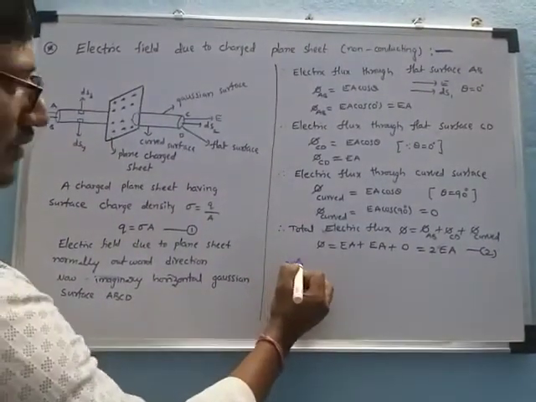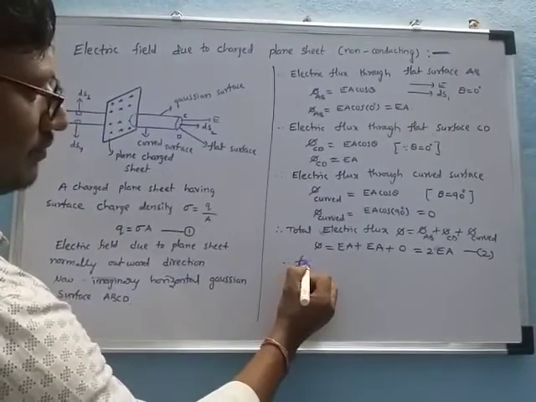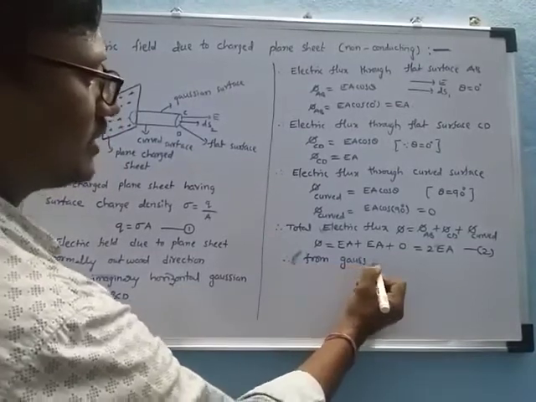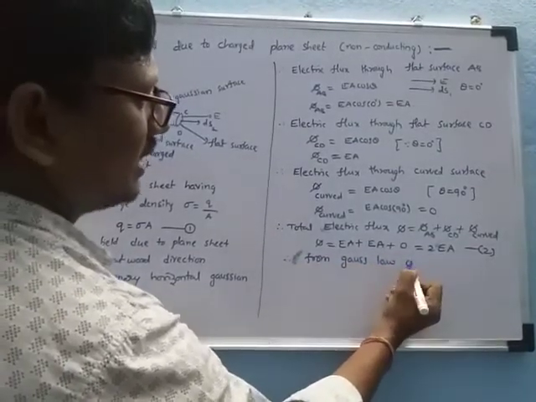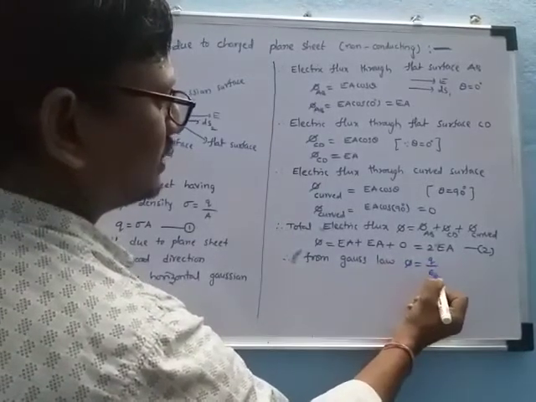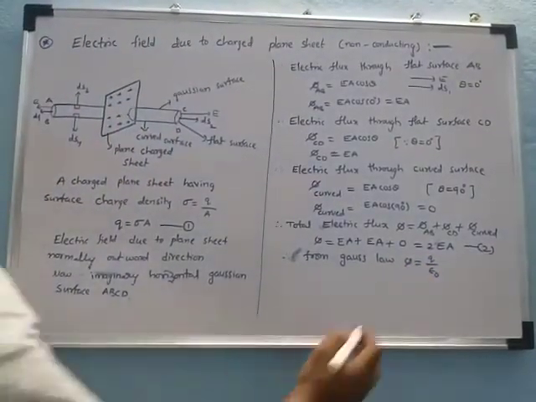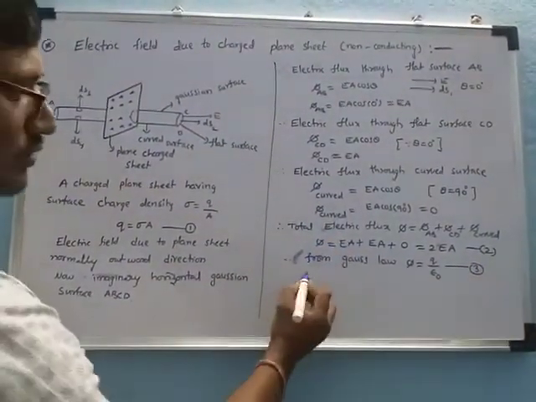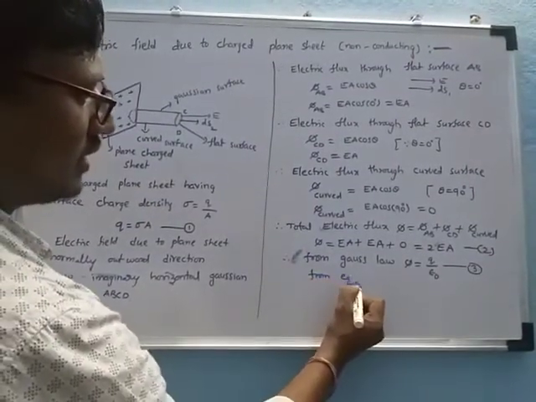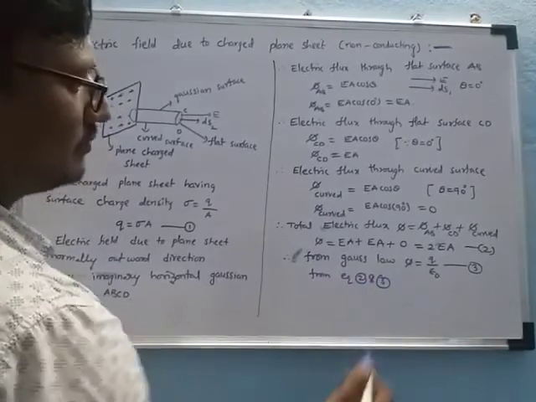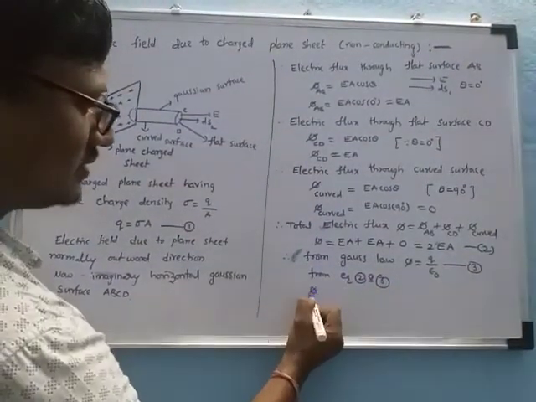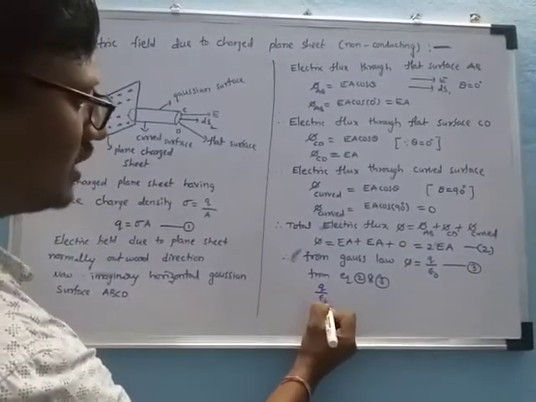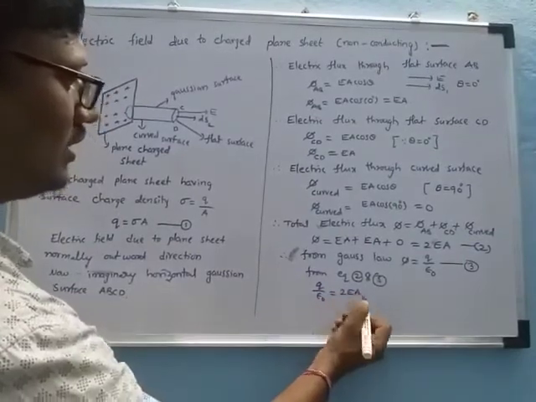Therefore, from Gauss's law, the electric flux is equal to charge over epsilon naught. This is equation number 3. From equations 2 and 3, the flux is equal to Q by epsilon naught, so Q by epsilon naught is equal to 2EA.